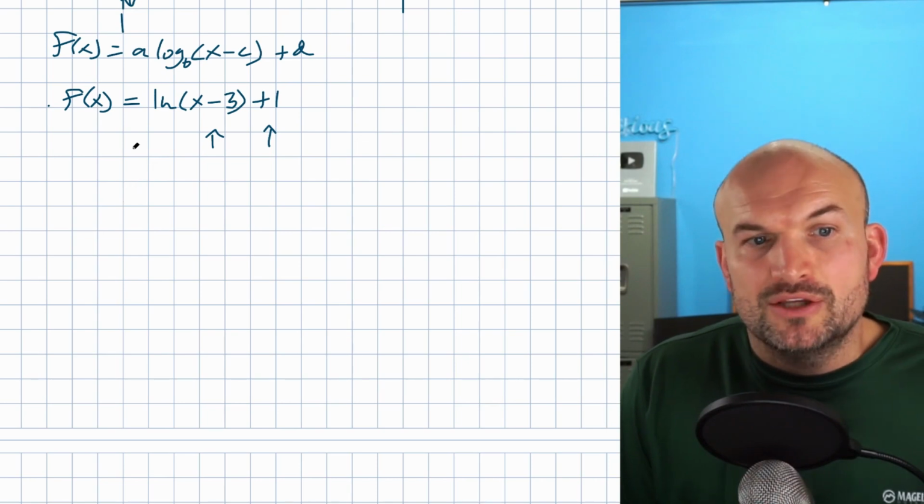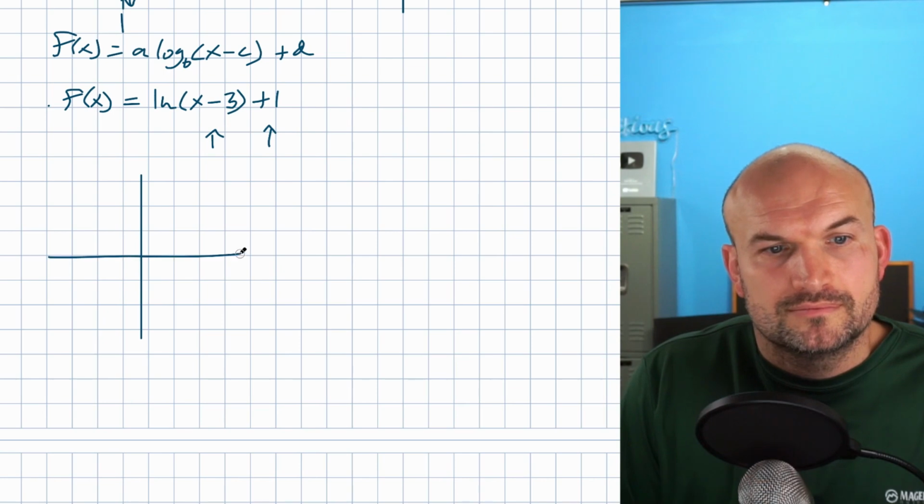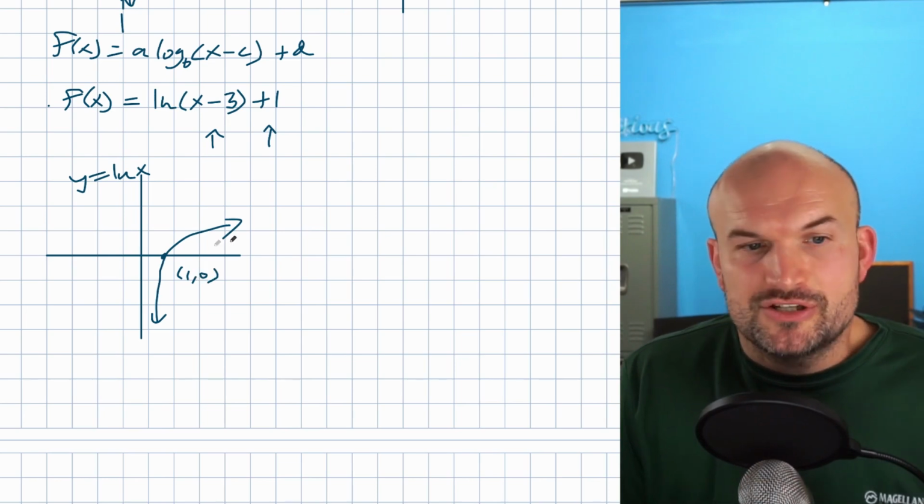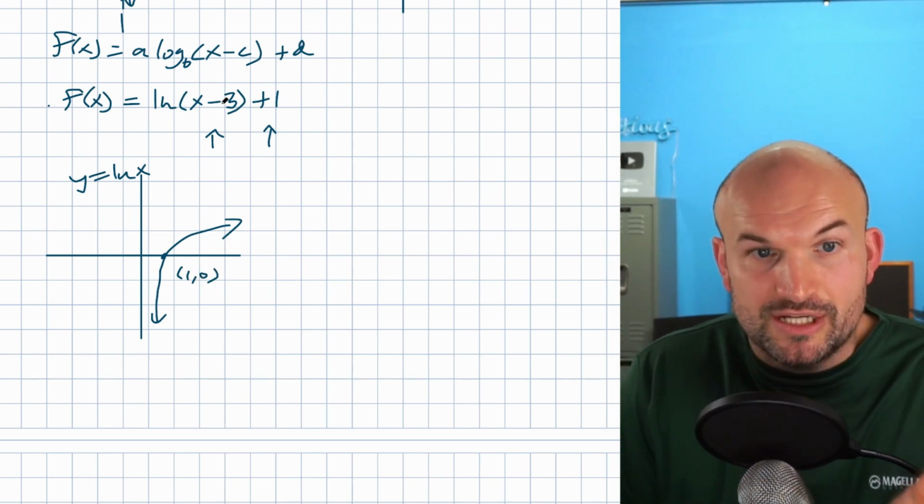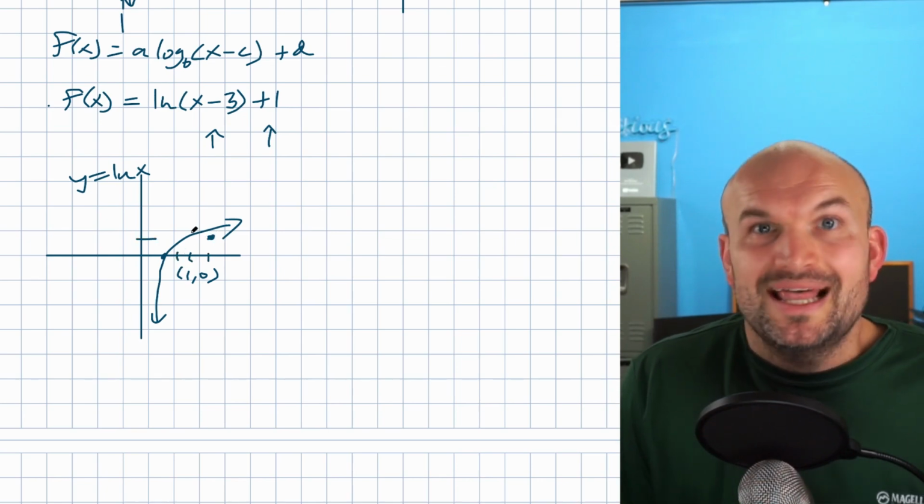So in this case, let's just go ahead and sketch the parent graph. Y equals ln of x, and that's going to look something like this, right? And now again, we know this point here is at 1, 0. Right? So now let's just apply the transformations. Let's shift this graph 3 units to the right and then up 1 unit. So we can go 1, 2, 3, and then let's just go up 1 unit. And voila, there's our new point.